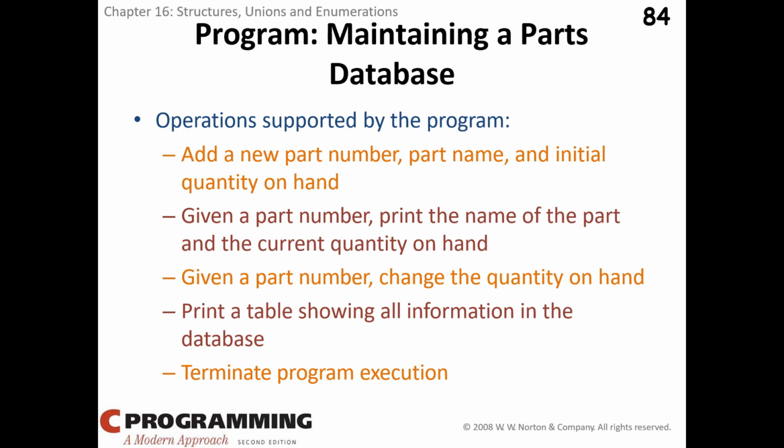And the third one is changing quantity. So users have the capability to modify the quantity on hand for a particular part by specifying its part number. And we also can print the database information. So the program allows for the generation of comprehensive tables displaying all information stored within the database. And the last function is terminating the program. So upon completion of desired operations, users can terminate program execution.